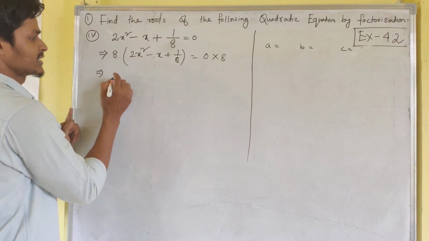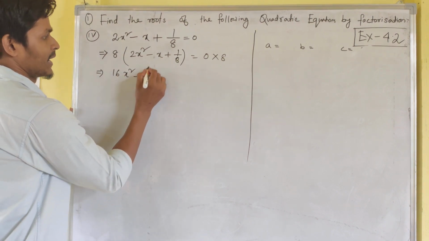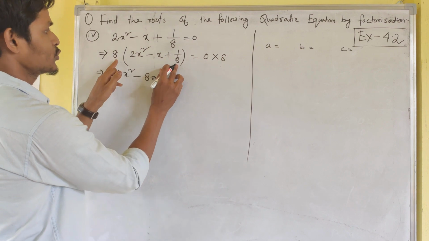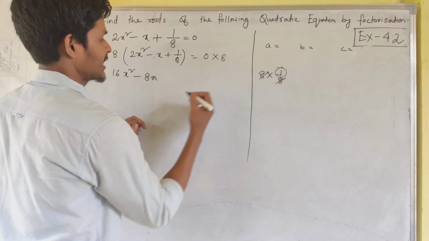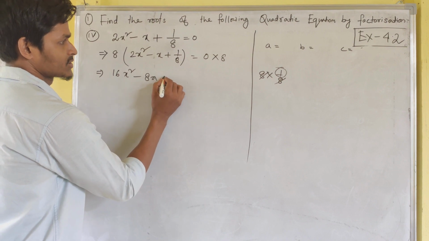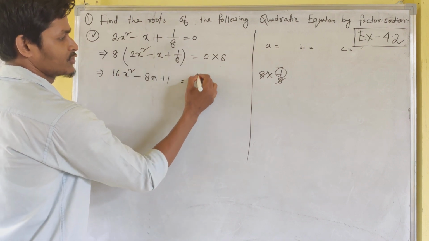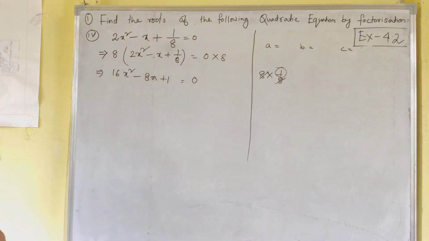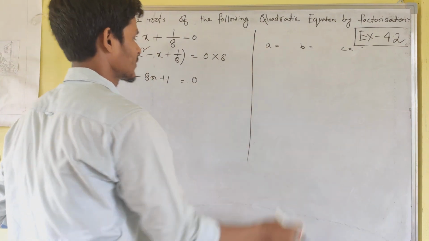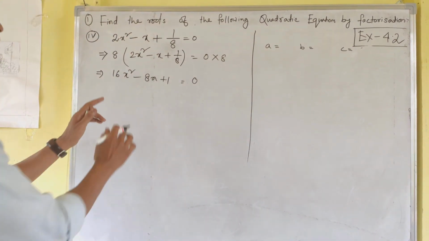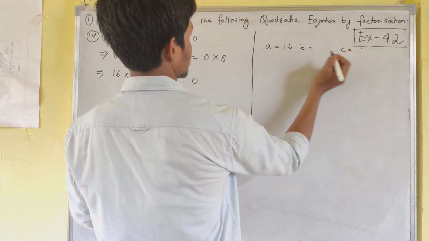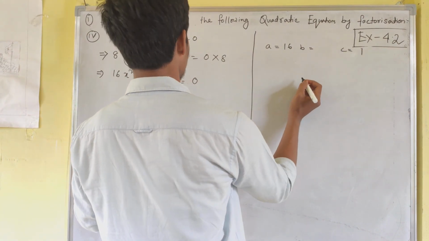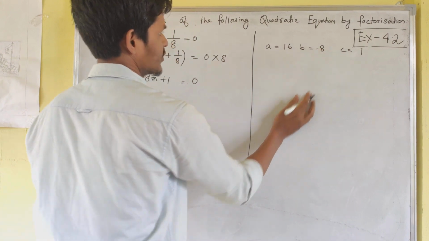So now you see 8 twos are 16x square minus 8 into x, 8x, and 8 into 1 by 8, if I cancel, then what do we get? Plus 1 is equal to 0 into anything, 0. Now you have to multiply A and C. A is 16 and C is 1 and your middle term is minus 8.